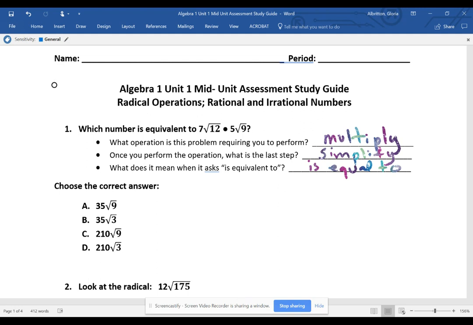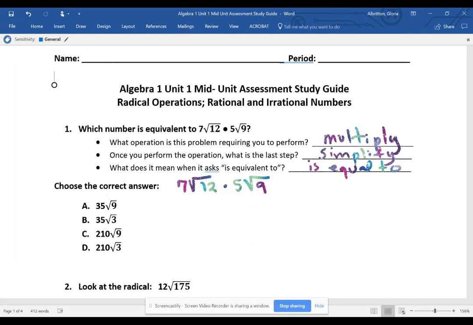So let's choose the correct answer for the problem. 7 radical 12 times 5 radical 9. So I'm going to work that out. Even though the first step says to multiply the coefficients and then multiply the radicands, some students like to go ahead and simplify their radicands first.